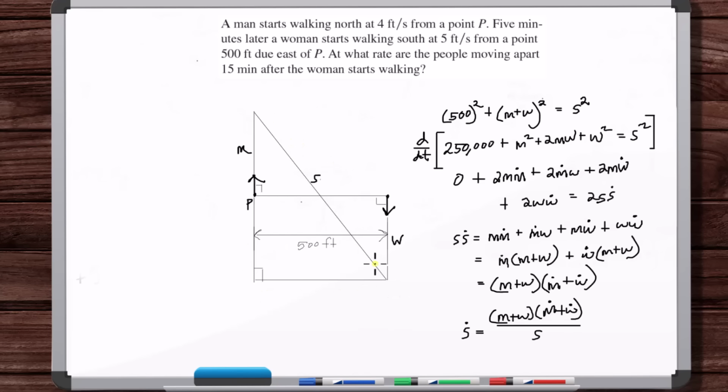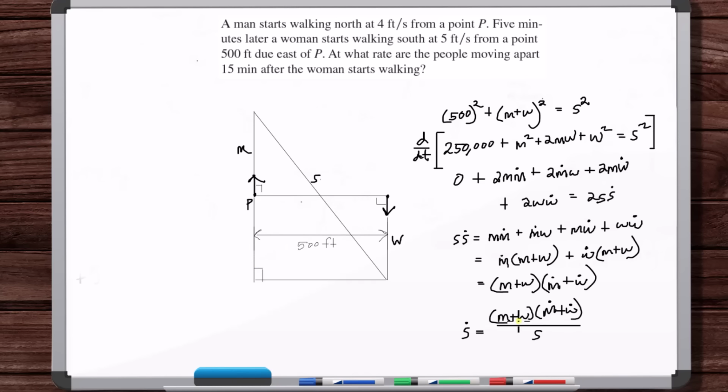So we have M plus W. They're combined for this side length. W dot, the 5 feet per second, what is that doing to this side length? What is that doing in this formula? It's making this side length bigger. Same thing with M. They're going different directions, but as far as our formula is concerned, they're both making this side length bigger. So they're both going to be positive rates in this formula.